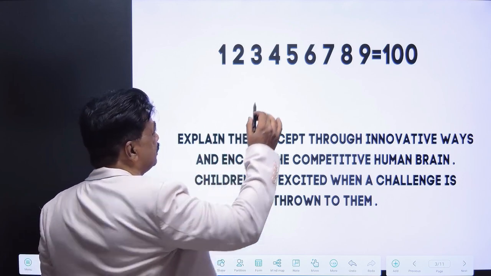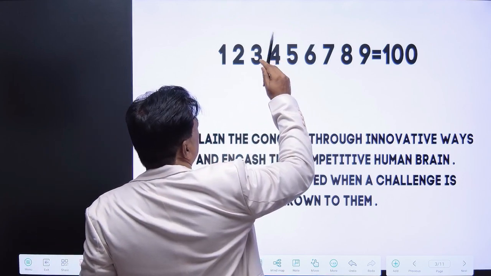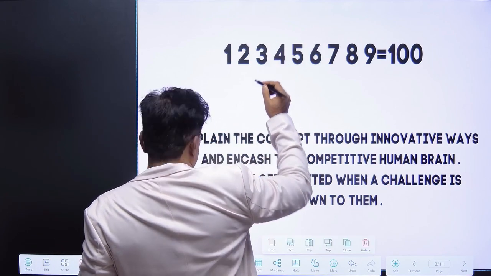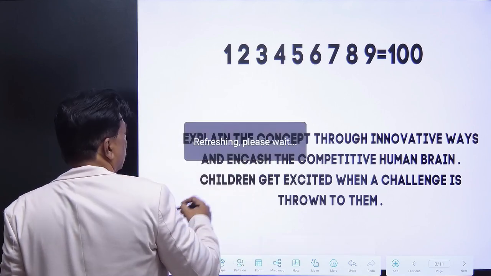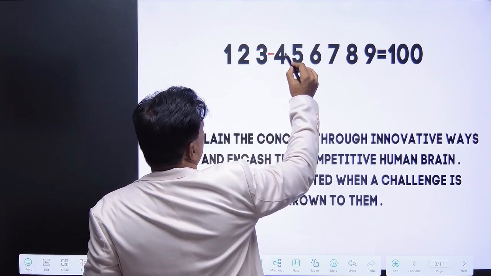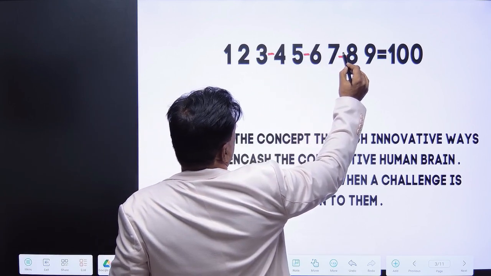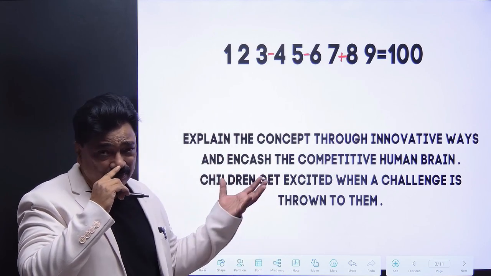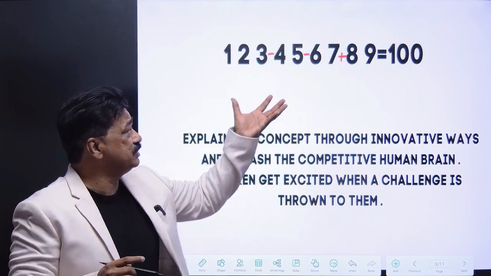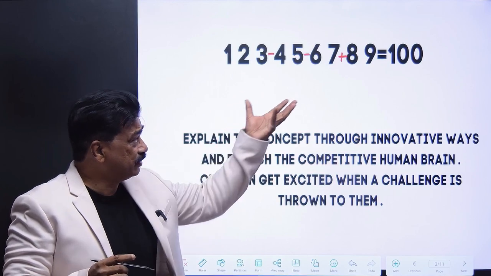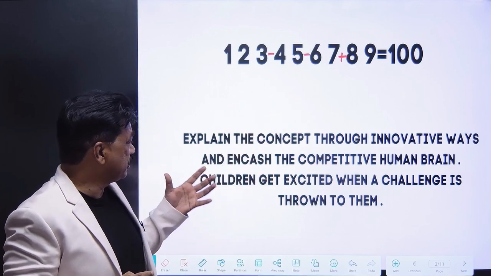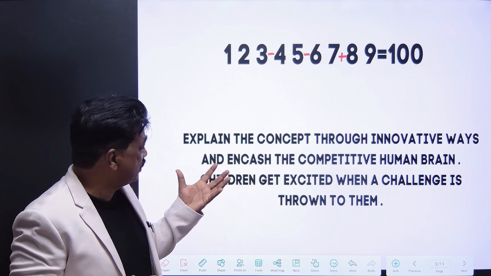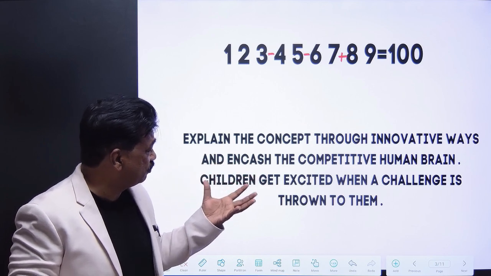So what happens, you can put something over here, something over here, something over here, something over here, and you can try to get the answer. I don't know whether this is the answer or not, but I'm telling you to try to get place in some mathematical science and try to get this as 100. So explain the concept through innovative ways and encash the competitive human brain.